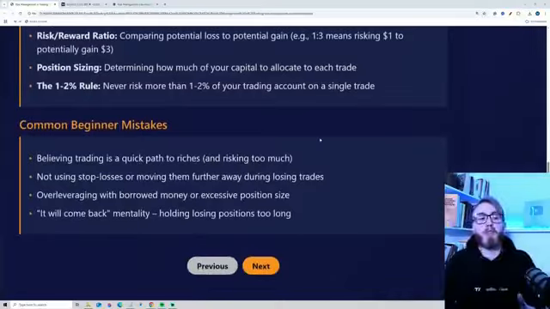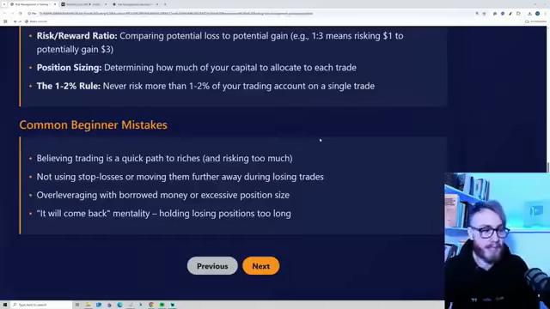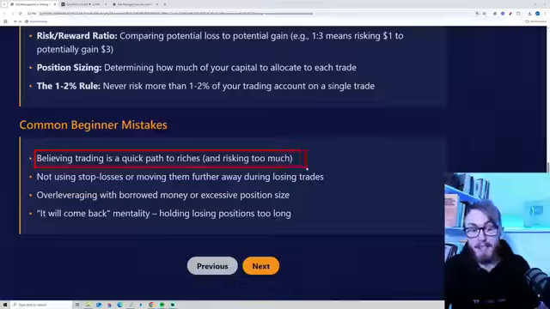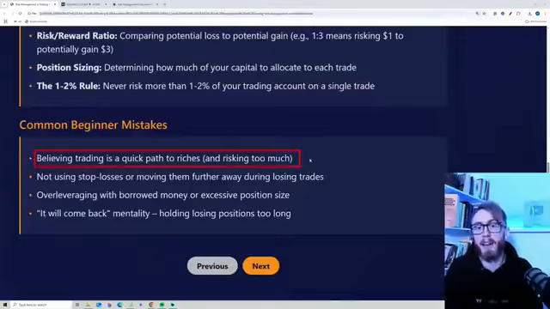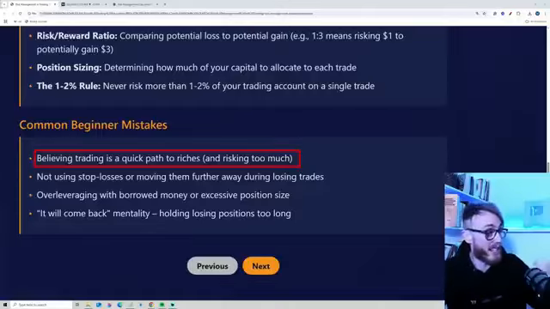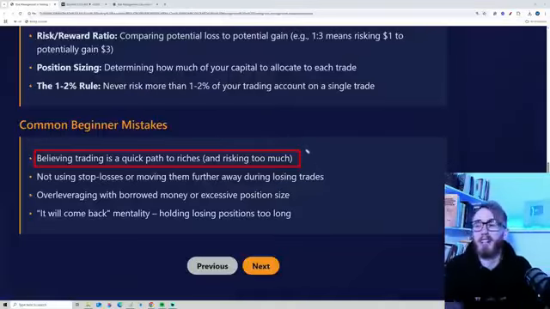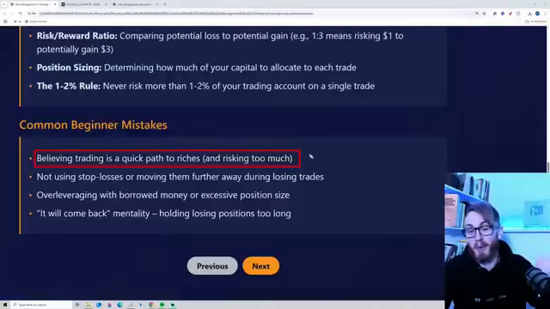But now let's move on to some very common risk management beginner mistakes. The first mistake here is basically the belief that trading is a very quick path to riches, and this leads to risking too much, and this is often the path to losing a lot. I think we have a quote, something along the lines that trying to get rich quick is the quickest way to get poor quick. It's not exactly like that. I misremember the exact quote, but I think you get the point here.